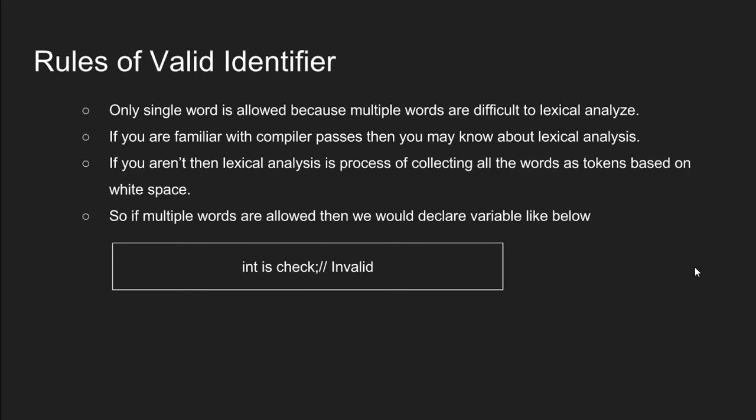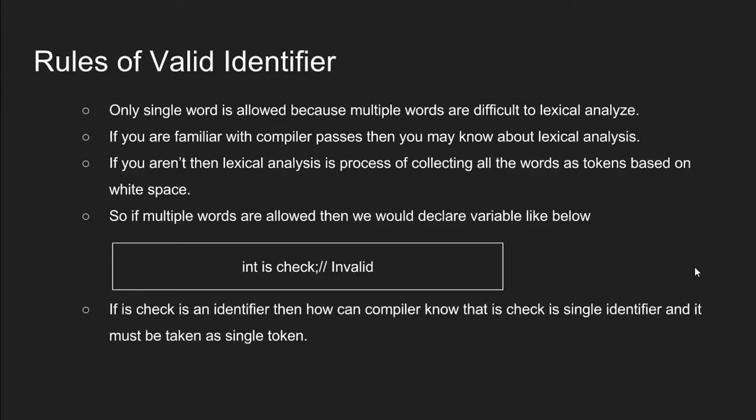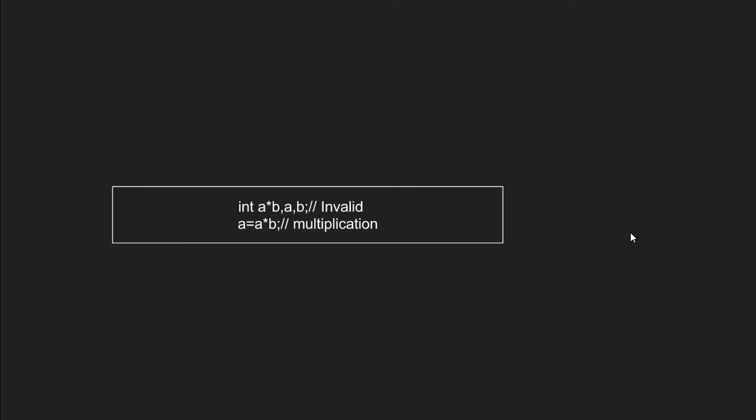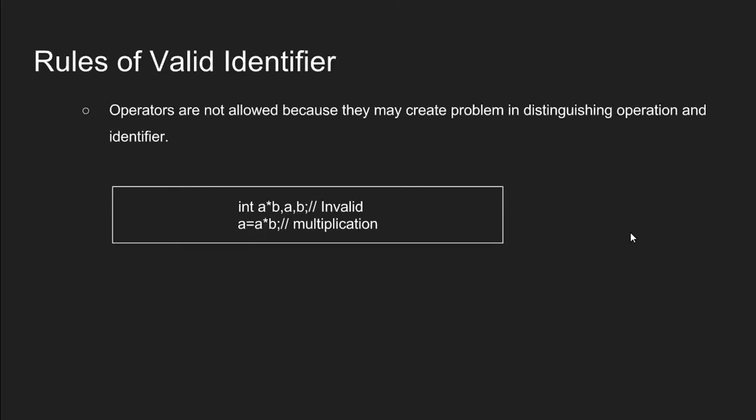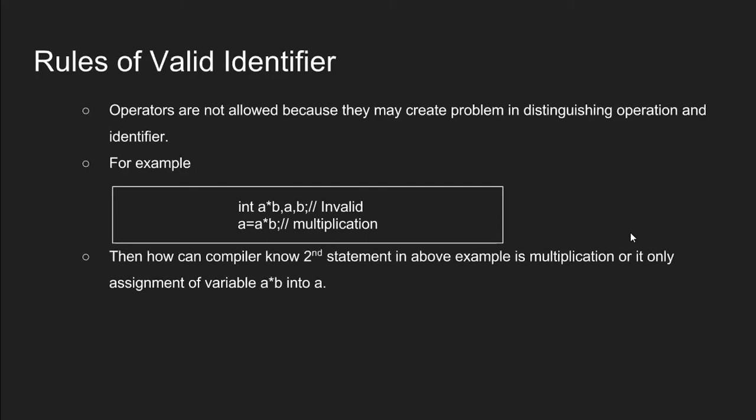So if multiple words were allowed, then we would declare a variable like this: int is check;. However, it is invalid. If isCheck is an identifier, then how can the compiler know that isCheck is a single identifier and must be taken as a single token? So a single word simplifies tokenization and parsing. Operators are not allowed because they may create problems in distinguishing operation and identifier. For example, int a*b; where a and b are variables of type integer, however it is invalid. Then in the second statement, a = a*b is actually a multiplication operation. But how can the compiler know that it is a multiplication operation, not the assignment of variable a*b to a? That's why operators are excluded.